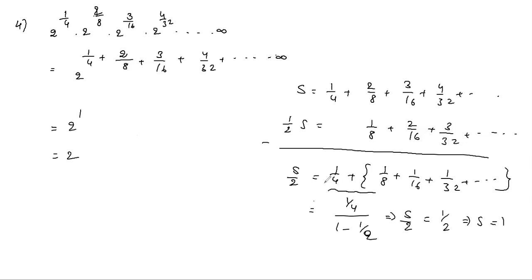It is an AGP. So first we have to multiply with the common ratio 1 by 2 and subtract it. So that infinite GP we will get.